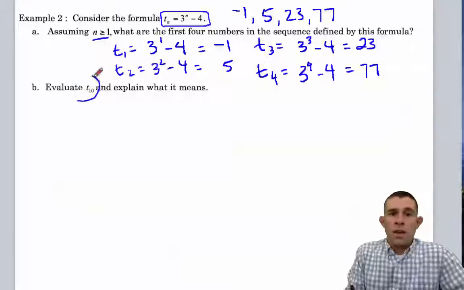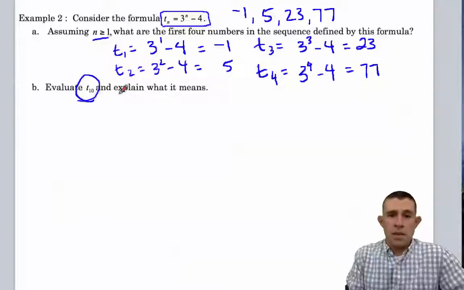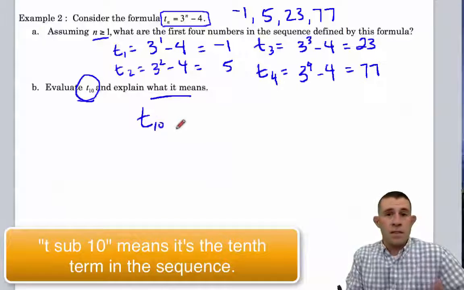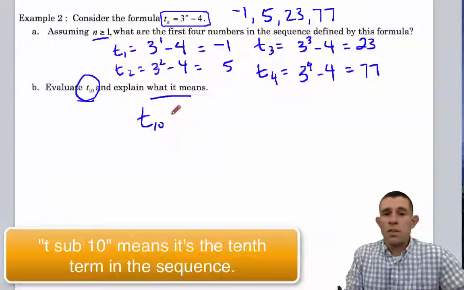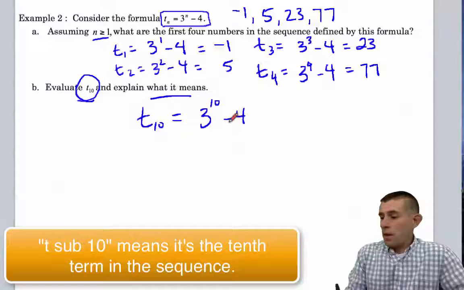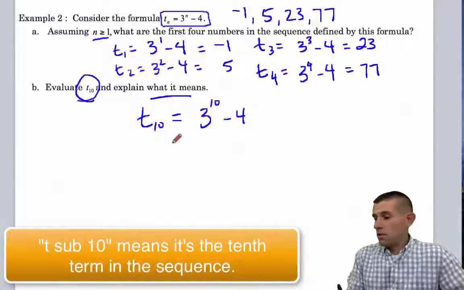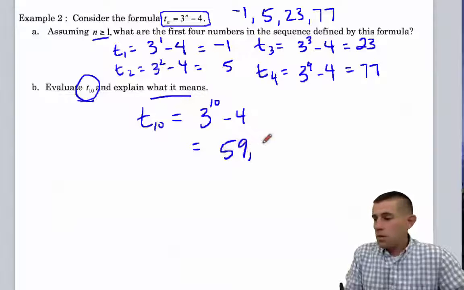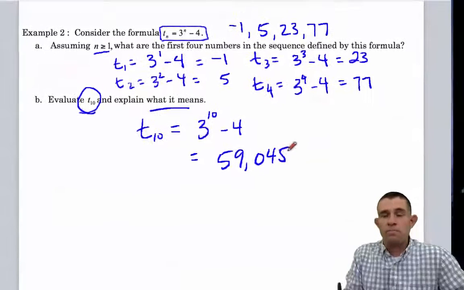It says to evaluate t sub 10 and explain what it means. Well, t sub 10, first of all, means that it's the 10th number or the 10th term in this sequence. In order to evaluate it, I'm going to say 3 to the 10th power minus 4. Its result is going to be really, really large. In fact, I have it written down here, and it is 59,045.